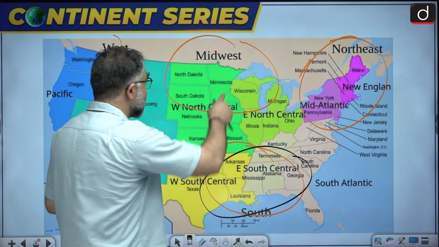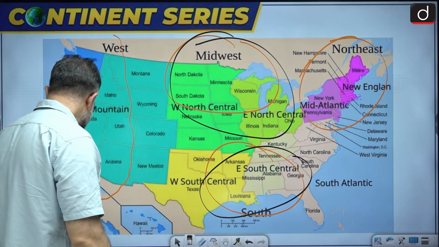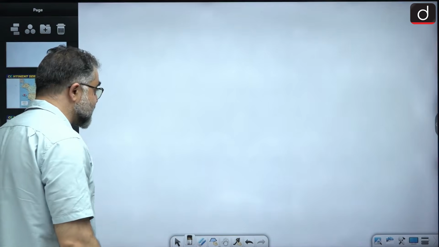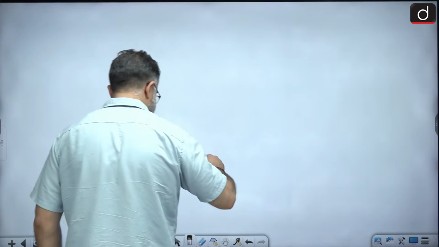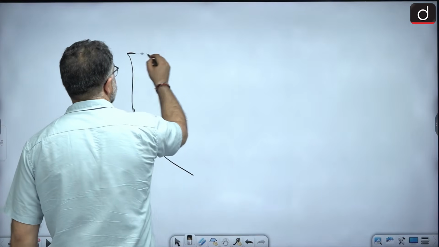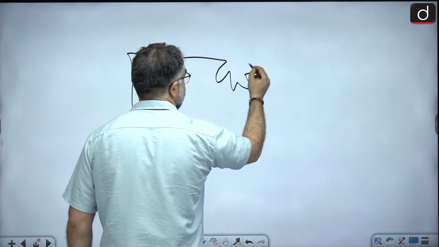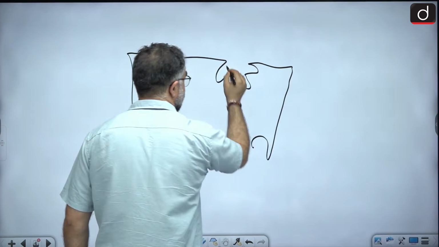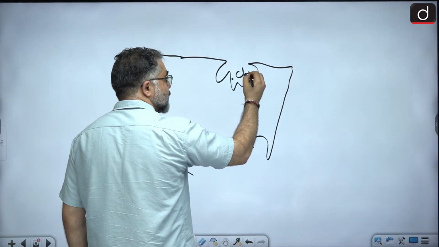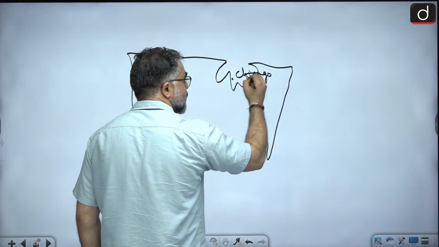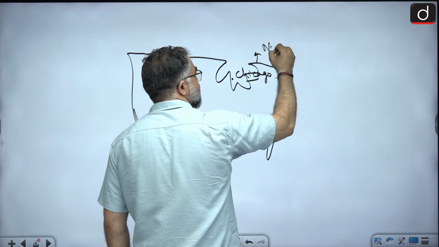Then moving on from there, we'll go to the northern part of it, the Midwest region. The Midwest region is quite close to the lake regions. So let's go a little deeper here. In the Midwest region, there are cities like Chicago, which was known for meat packaging industries.